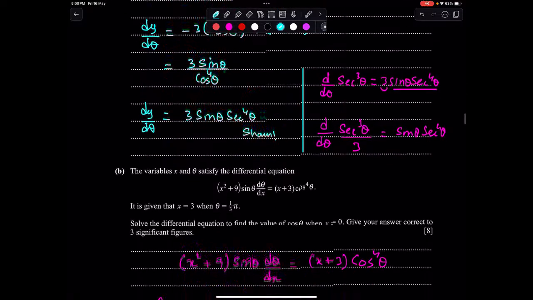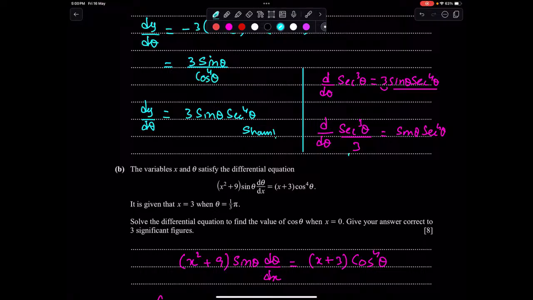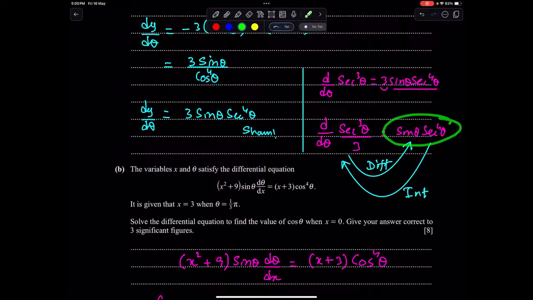Now understand this very carefully. When we differentiate this, we get this result. This is differentiation. So when we integrate this, we must get this thing. So the integral of this should be this, and you have another option.